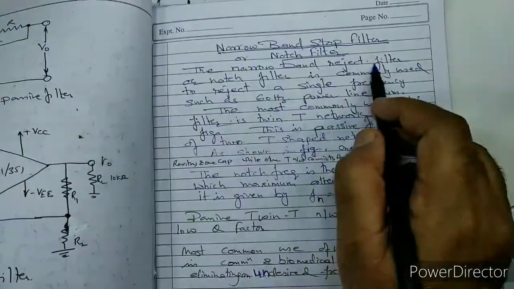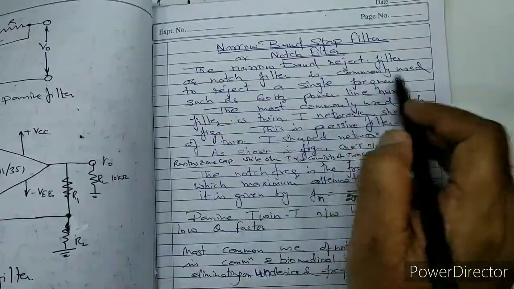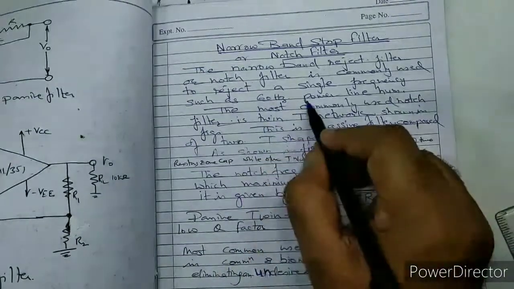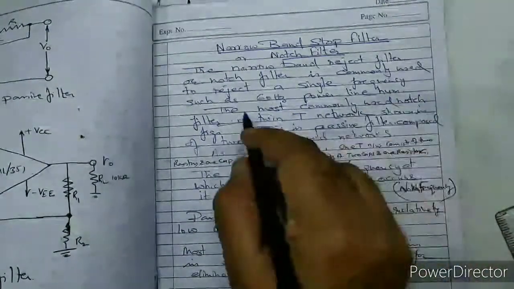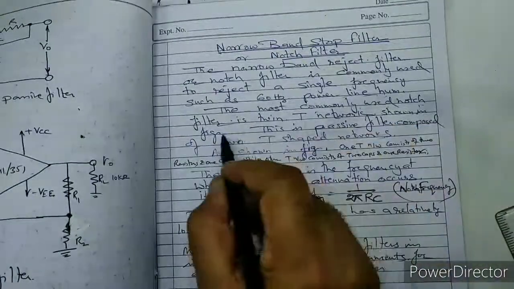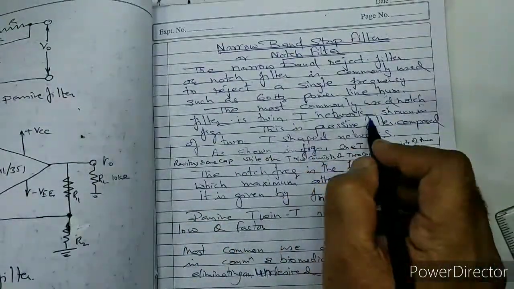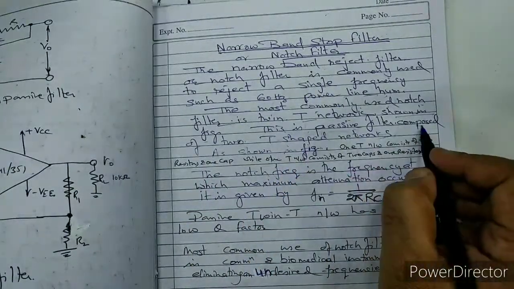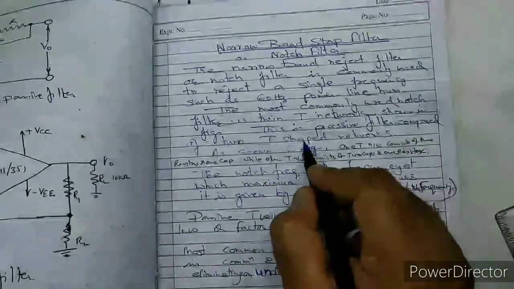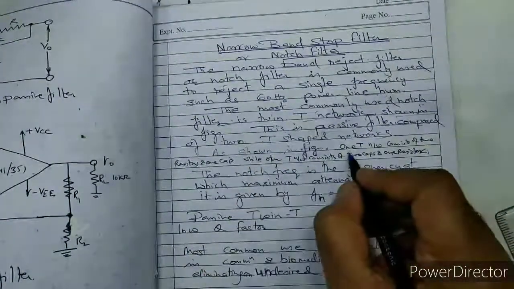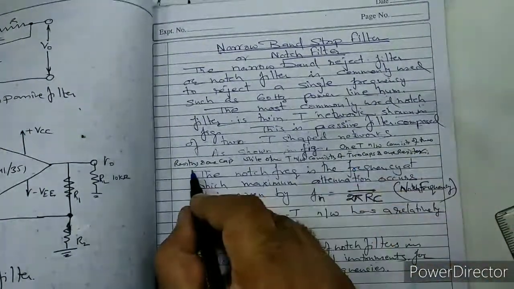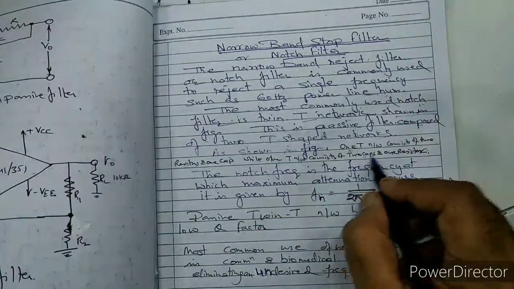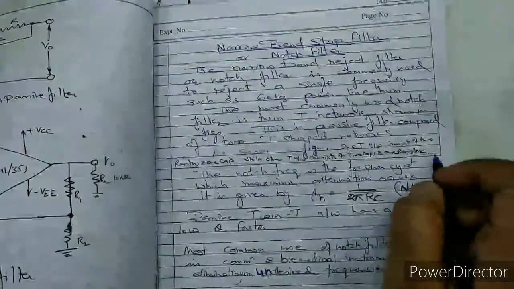The narrow band reject filter or notch filter is commonly used to reject a single frequency such as the 60 Hz power line hum. The most commonly used notch filter is the twin T network shown in the figure. This is a passive filter composed of two T-shaped networks. As shown in the figure, one T network consists of two resistors and one capacitor, while the other T network consists of two capacitors and one resistor.